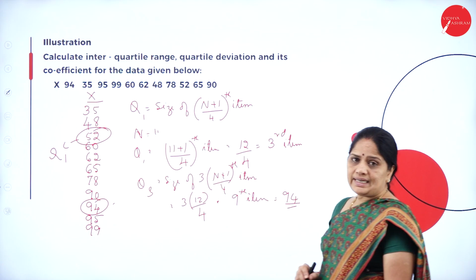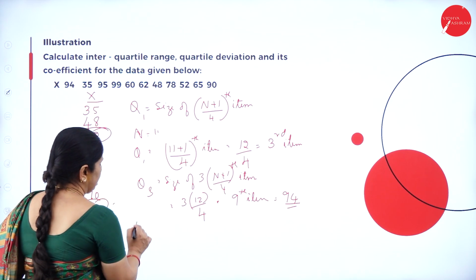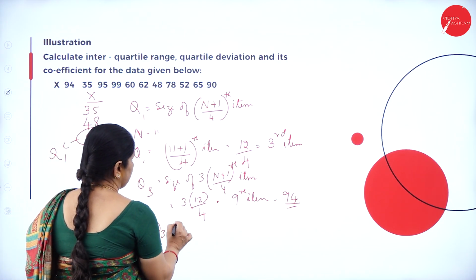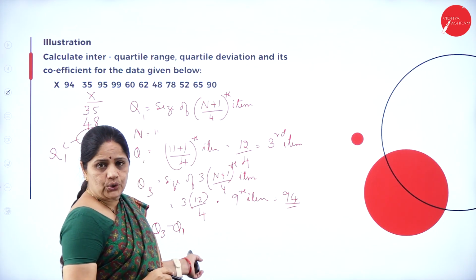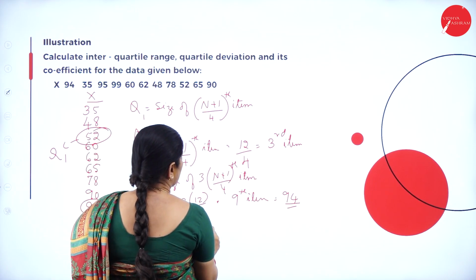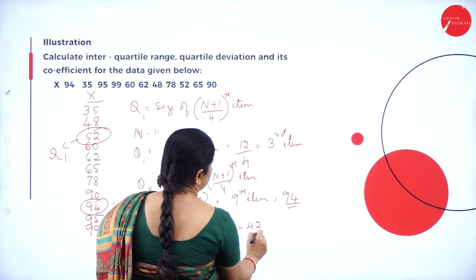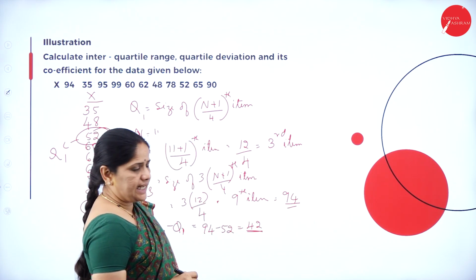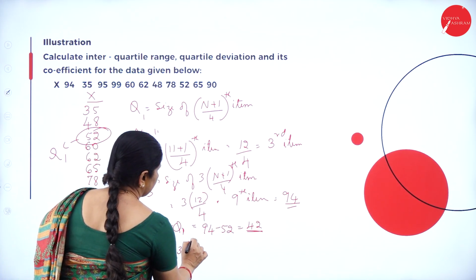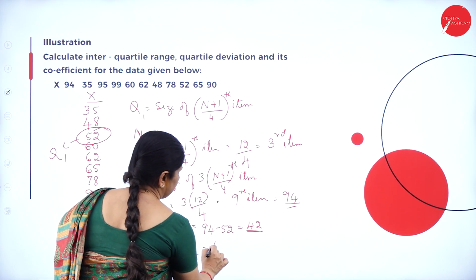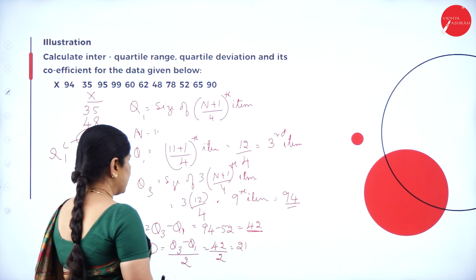So, now I have to find the interquartile range. So, what will be the range? Range will be equal to Q3 minus Q1. In order to find the range, I have to find the difference between Q3 and Q1. So, this will be equal to 94 minus 52, that is 42. So, 42 will be the range. Now, I have to find the QD, that is the quartile deviation, which is Q3 minus Q1 divided by 2. So, 42 divided by 2 becomes 21.